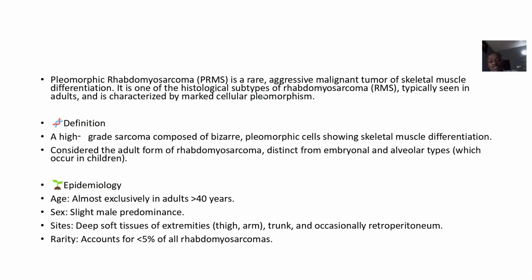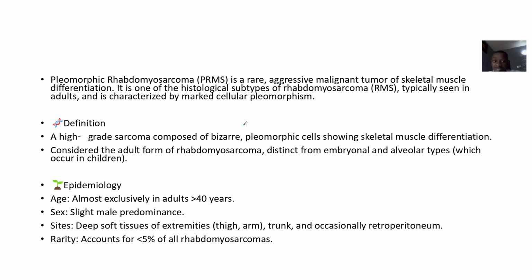So it's actually rare. That's pleomorphic rhabdomyosarcoma. It is rare. It is an aggressive malignant tumor of skeletal muscle differentiation. It's actually one of the histological subtypes of rhabdomyosarcoma. If we're talking about the general rhabdomyosarcoma, this one is like a type.